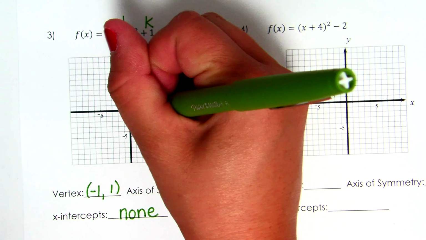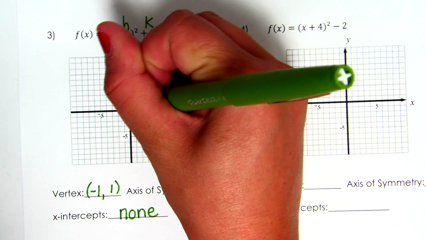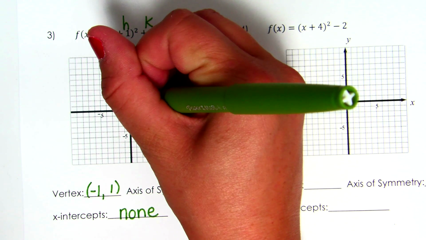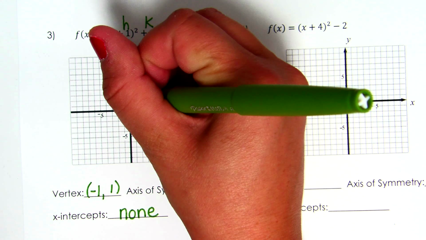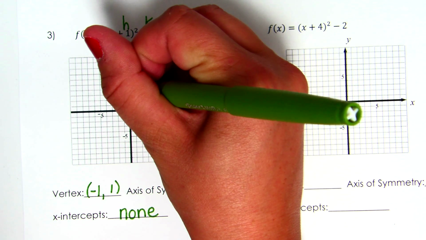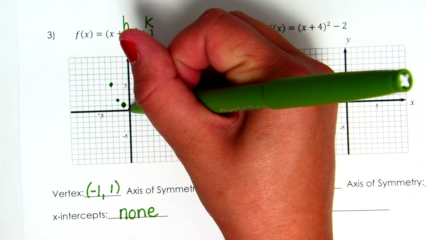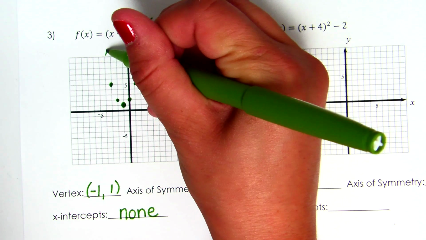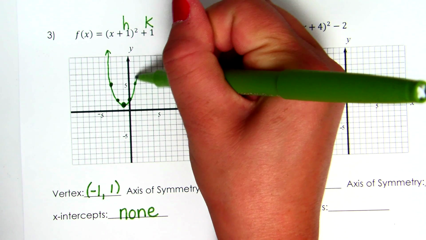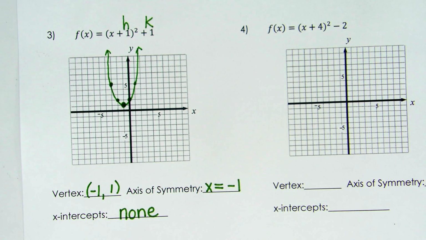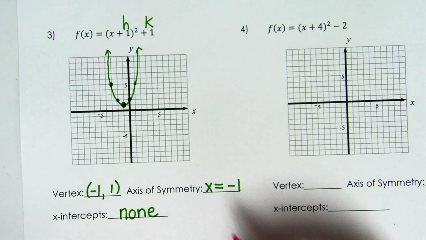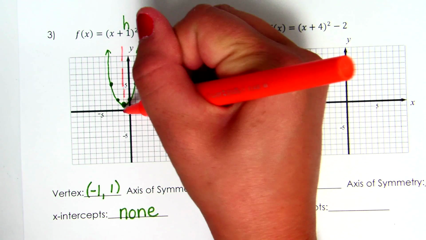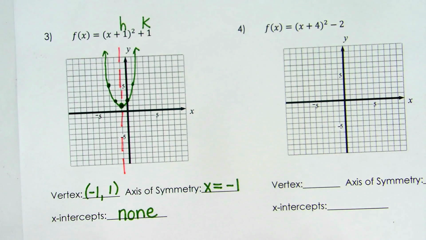So I'm going to go (-1, 1). There's my vertex. Then I can do (-2, 2), (-3, 5). And then on the other side, I can do (0, 2) and (1, 5). And that shows me where to draw my points. Then the axis of symmetry, x equals, is a vertical line at -1.